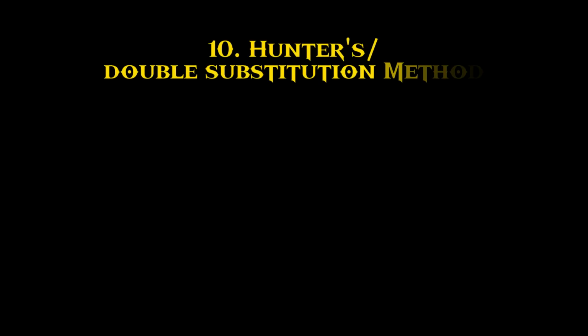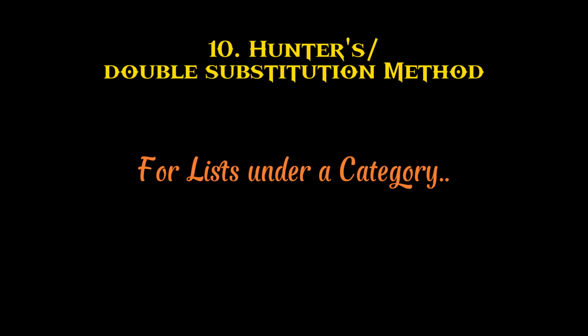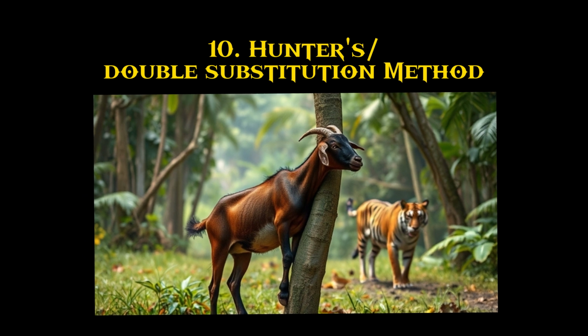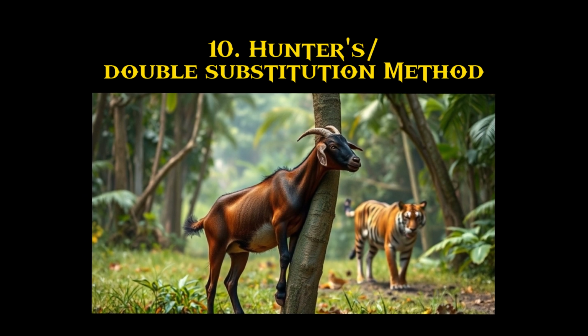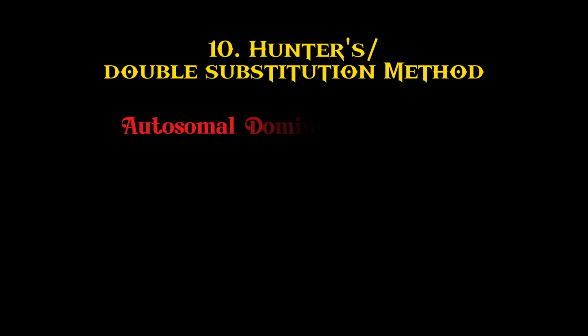The next method is the hunter's or double substitution method. This method is very creative and is my favorite one. This method can be used to remember the list of things that fall under a certain category. As a hunter uses a goat as bait to hunt a tiger, you can use the heading of the category to remember the items in the list. The heading of the category is substituted with a relatable word, and the items in the list are linked to that word to remember easily. This method can be applied to remember the autosomal dominant disorders.